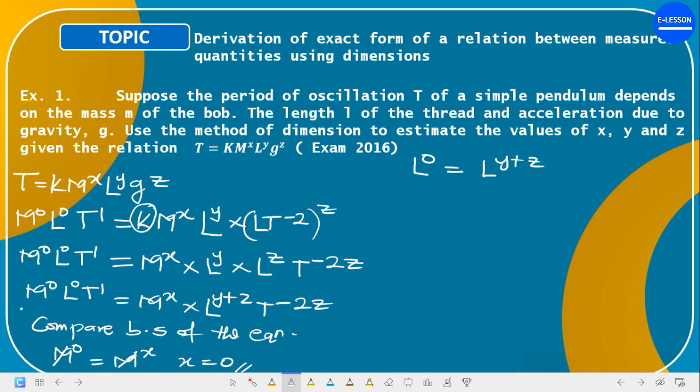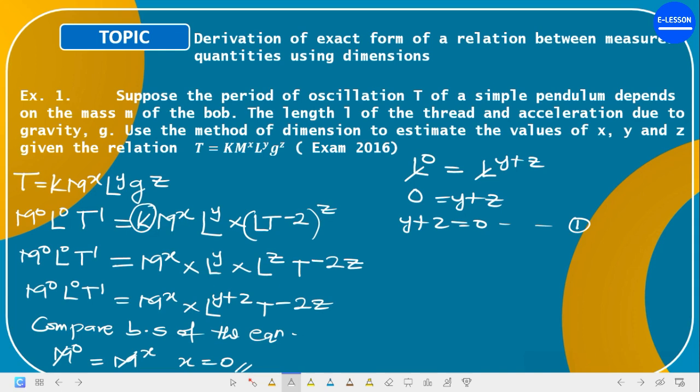Equate each of them. M raised to the power of 0 will be equal to m to the power of x. L raised to the power of 0 will be equal to L raised to the power of y plus z. Now, at this point in time, the bases are equal. So what do we do? We cancel that. And then 0 will be equal to y plus z. So we can say y plus z is equal to 0, and you say this is equation 1. So you keep that one first. Okay, clear?